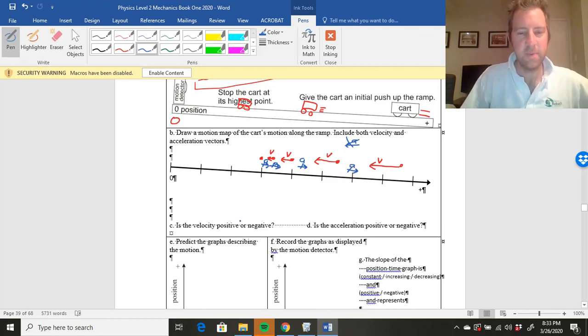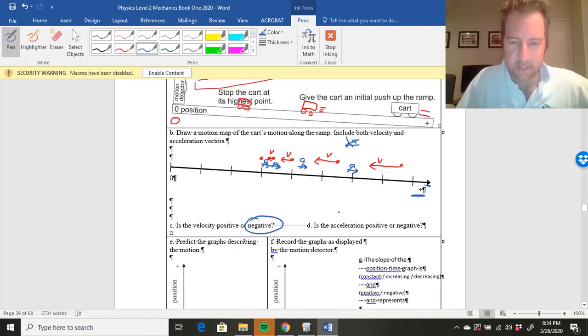Is my velocity positive or negative? Well, my velocity is heading to the left, but my positive sign is heading to the right. So my velocity is negative. Is my acceleration positive or negative? Now this is, again, another tough one. I am slowing down.